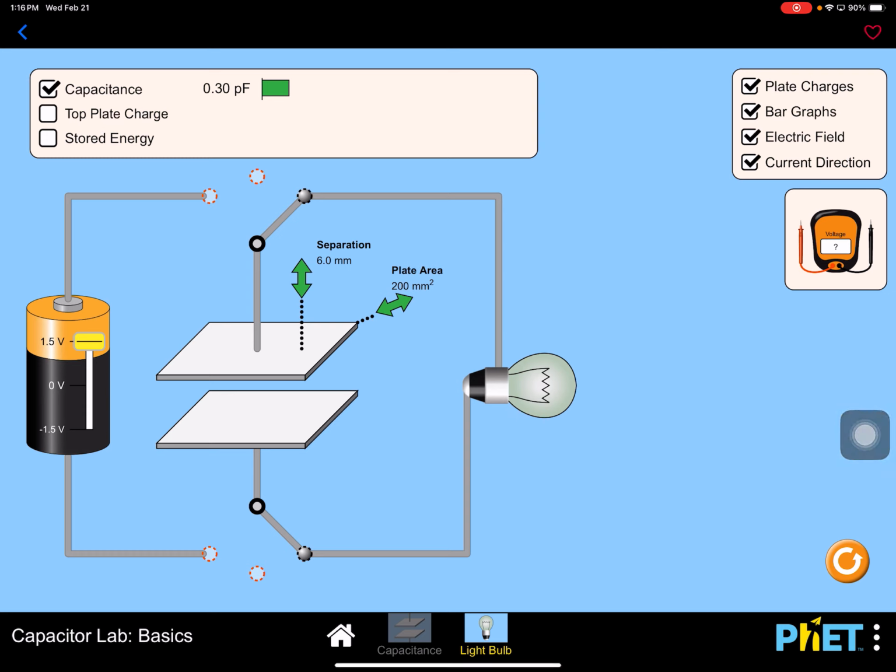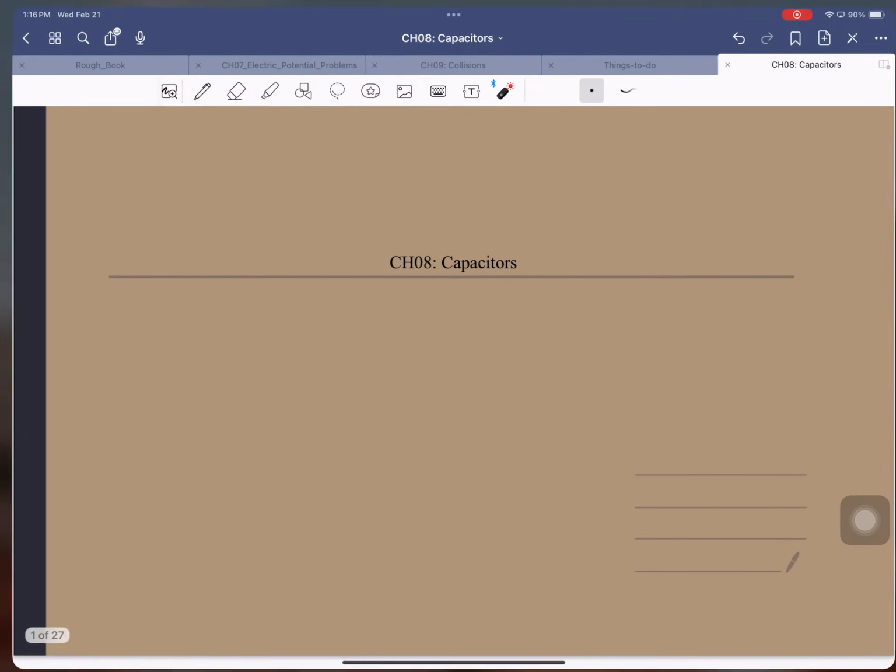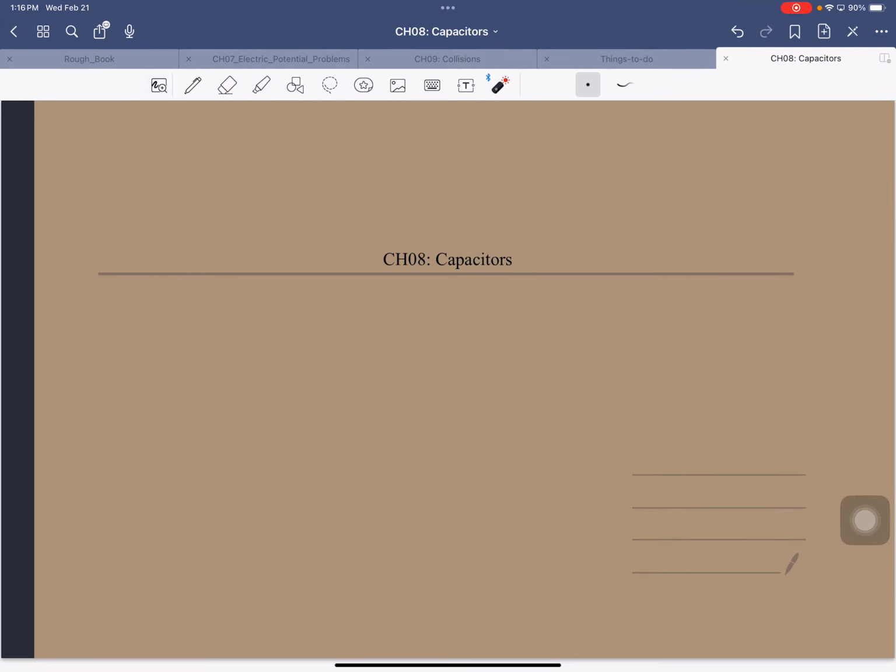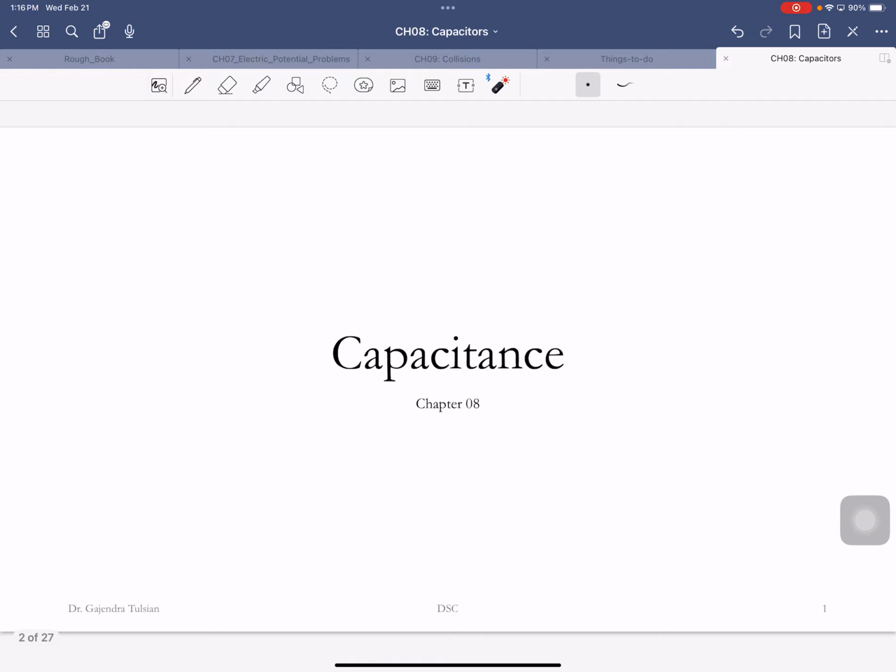How much energy is stored in this capacitor right now? None. So when there's no charge in the capacitor, no energy is stored. All right, so that's what we're going to learn. Again, these are very useful devices. You use them all the time. All your electronics have thousands of capacitors in them.